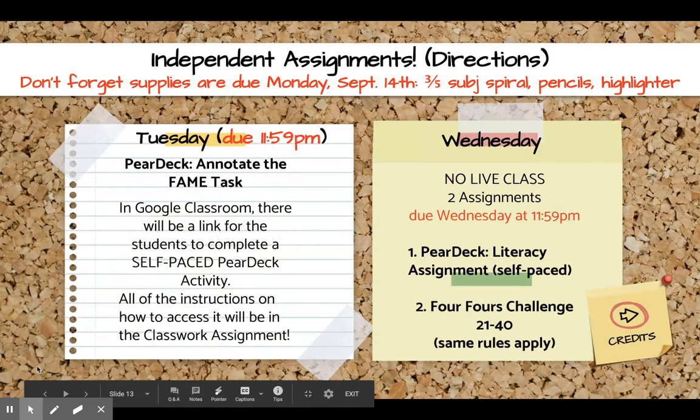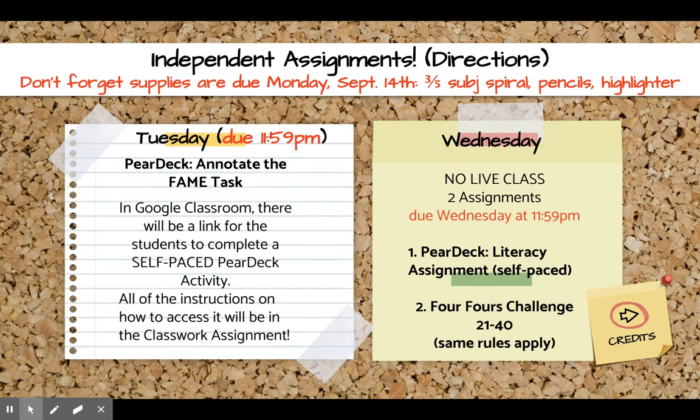Now, before we wrap up today's lesson, I want to take some time to discuss the independent assignments for both today, Tuesday, and also tomorrow, Wednesday. Also, do not forget, as we mentioned earlier in the lesson, that all of your supplies are due Monday, September 14th. Remember, you need a 3 or a 5 subject spiral notebook, pencils, and highlighters.